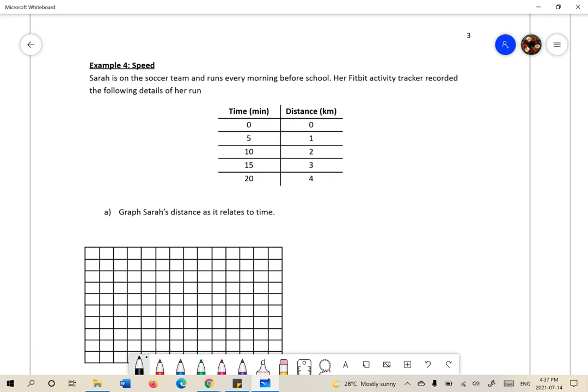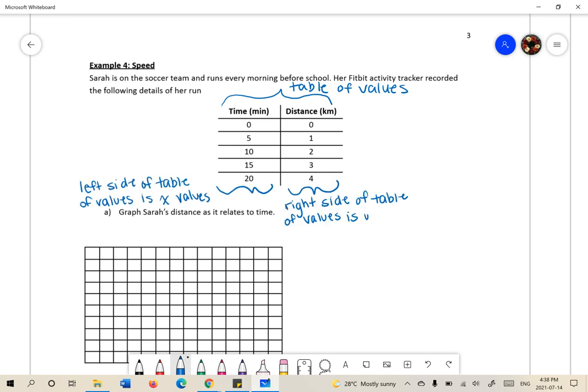Sarah is on the soccer team and runs every morning before school. Her Fitbit activity tracker recorded the following details of her run. So here is a table of values. The left-hand column are your x values, your independent variable, and the right column is the y values, or your dependent variable. In part A, it's asking us to graph Sarah's distance as it relates to time.